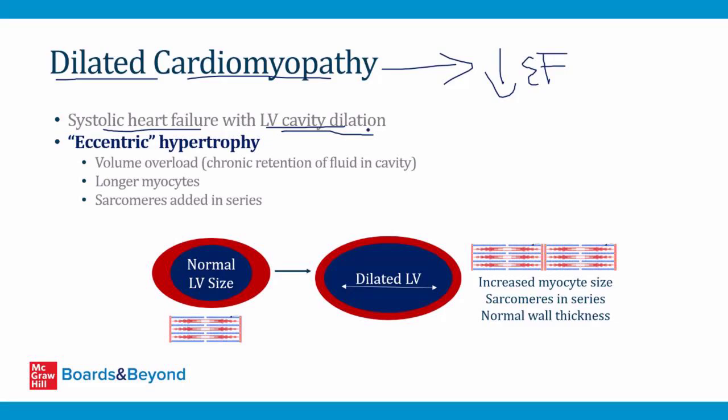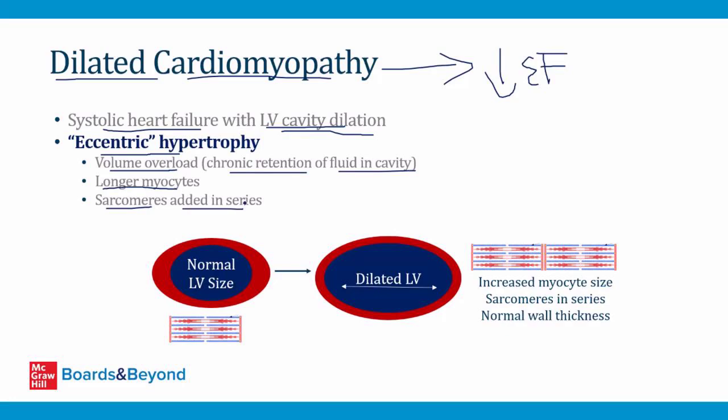In the video on blood flow mechanics, I talk about different forms of left ventricular hypertrophy. And you should know that patients with a dilated cardiomyopathy have the eccentric form of left ventricular hypertrophy. So in the eccentric form of hypertrophy, there's volume overload of the left ventricle. In other words, because the left ventricle is failing, there's chronic retention of fluid in the cavity and a high volume of blood. This stretches the myocytes of the left ventricle so they become longer, and over time they adapt by adding sarcomeres in series.